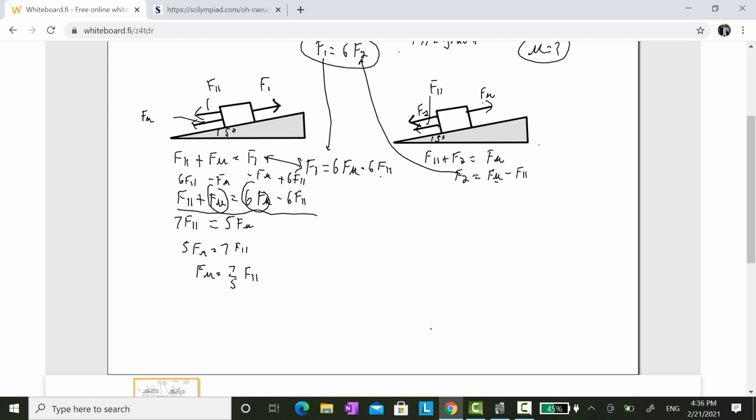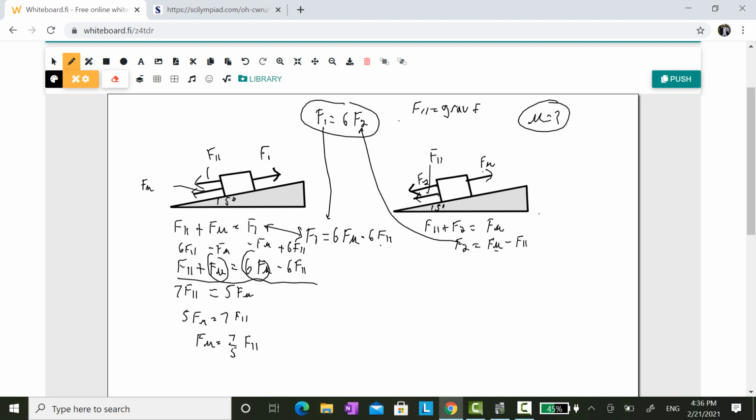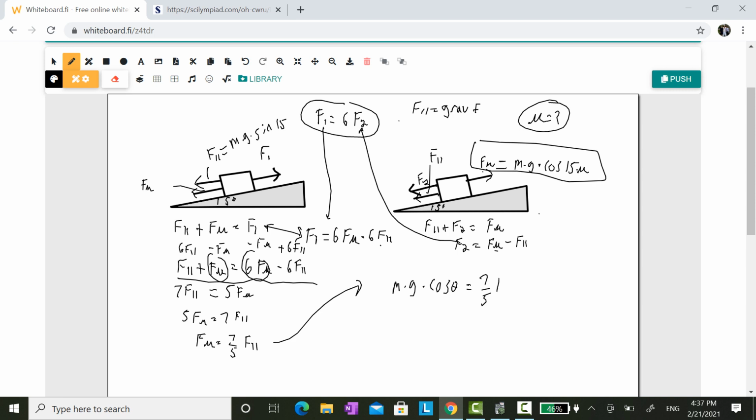Well, F mu is basically going to be equal to, and we'll do this in another video, mu times m times g times the cosine of theta, which here is 15 degrees. And F parallel is equal to m times g times the sine of theta, which is 15 degrees. So let's go ahead and plug these into our equations. So F mu, mu times m times g times the cosine of theta, equals 7/5 times F parallel, which is m times g times the sine of 15 degrees.